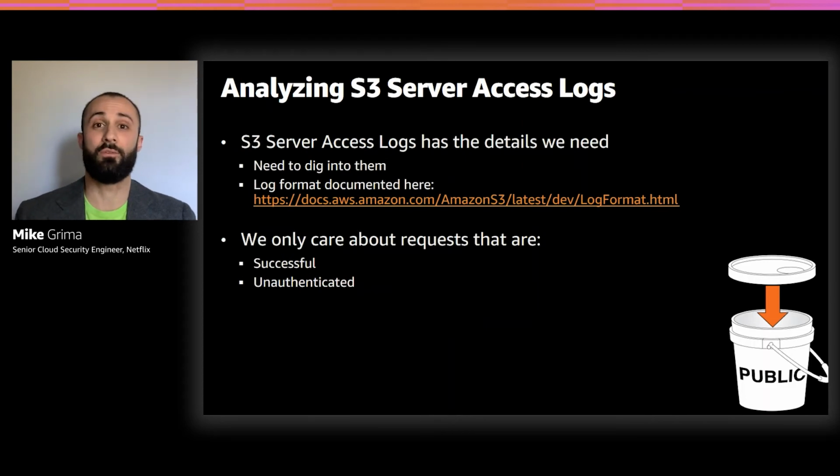And this is where you're going to analyze your logs to find publicly accessible stuff. So S3 Server Access Logs, which is what we're using at Netflix, has all of the details that we need. And I have linked on this slide the link to Amazon S3's Server Access Logs format, so you can see what the fields are that are logged. And in our case, we only care about two things. We care about requests that are successful and are unauthenticated. If you successfully, without authentication, grabbed an object out of S3, that object is public. So that's what we care about.